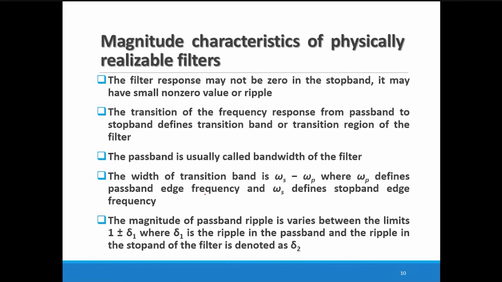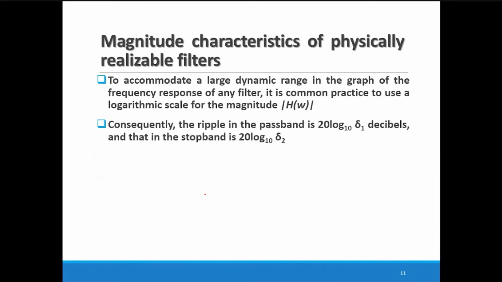To accommodate a large dynamic range in the graph of the frequency response of any filter, it is common practice to use a logarithmic scale for the magnitude of H omega. Whenever a large dynamic range is there, we always convert the values to the logarithmic scale to get all the data on the graph. Similarly, the ripple in the pass band is 20 log delta 1 decibels, and in the stop band it is given as 20 log 10 delta 2. So we are converting those values into log values.